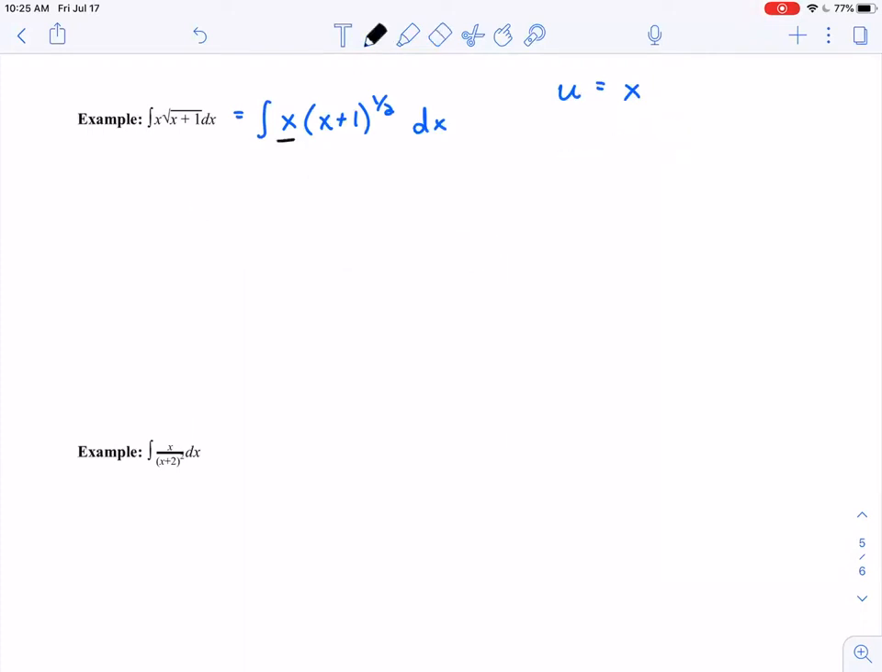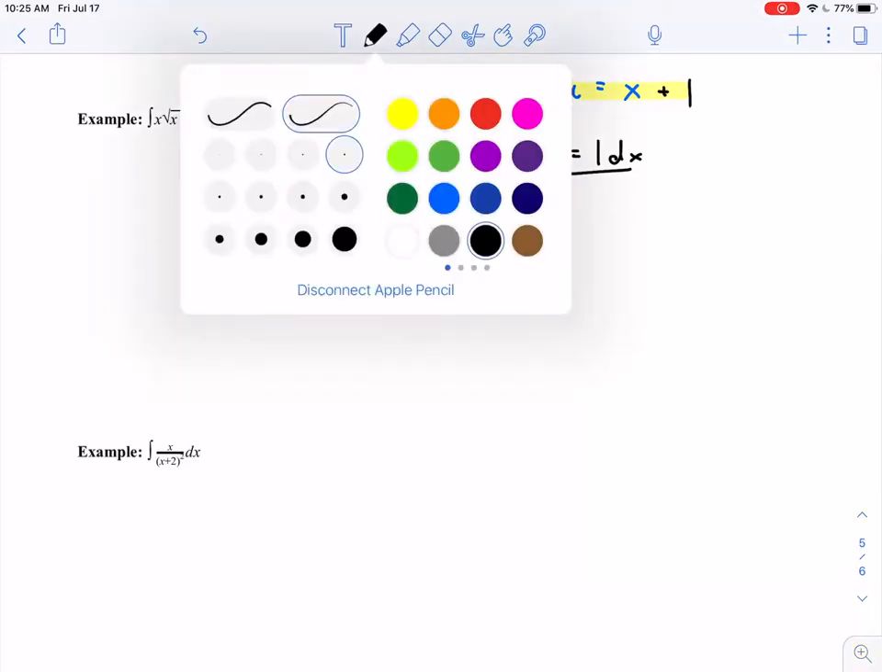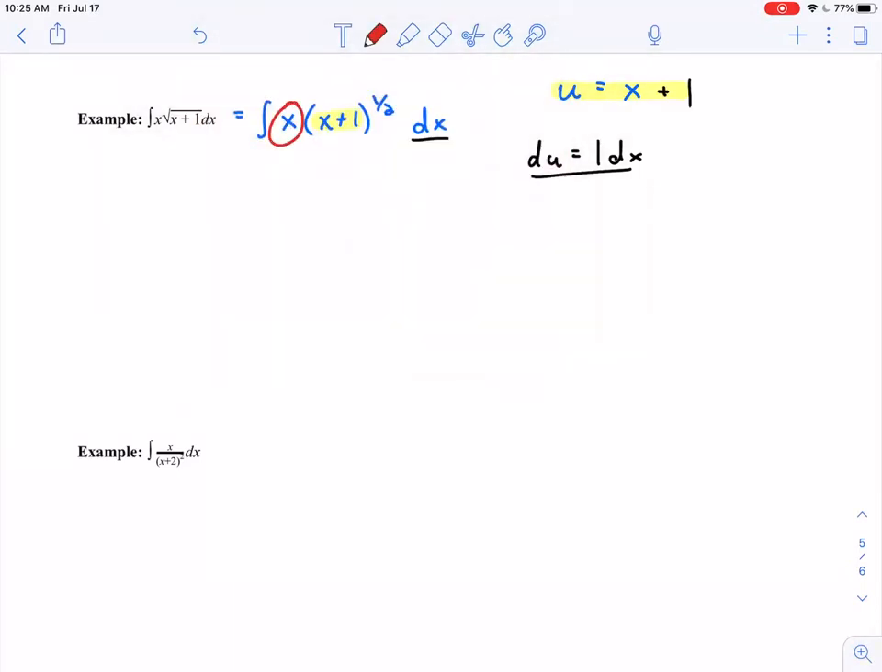So if it's not x, let's try x plus 1. I guess it's really our only other option. So let's try u equals x plus 1. du then will be 1 times dx again. So all right, here's x plus 1, that's my u. du equals 1 dx, this is my du. I have another problem I need to worry about now. So this x, how do I account for that?